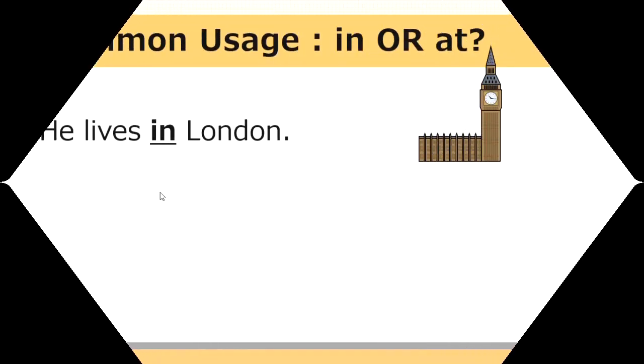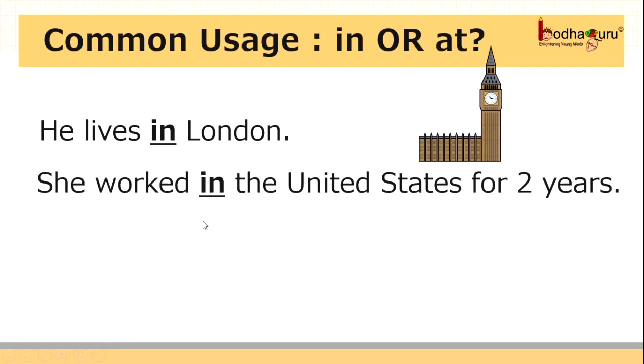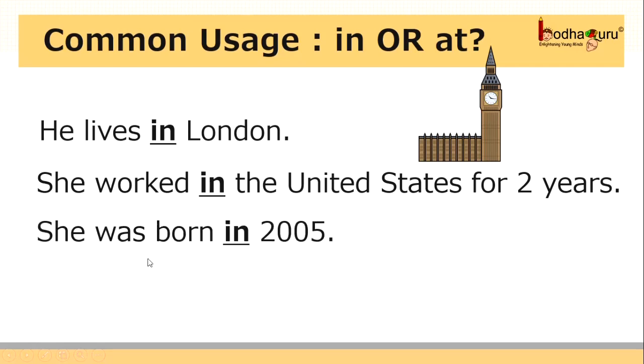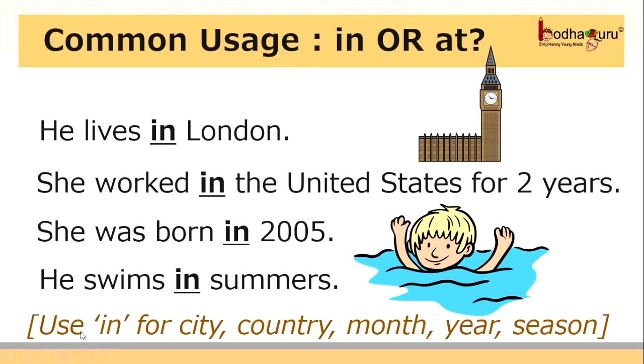Next, he lives in London. The preposition here is in. She worked in the United States for 2 years. She was born in 2005. He swims in summers. So here we see the usage of in. We use in for city, country, month, year, and season.